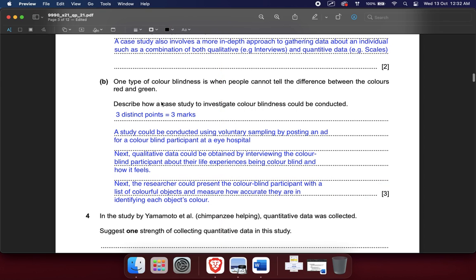Okay, so that's that. Again, 1 mark is for 1 distinct point. 3 marks, 3 distinct points. What do I mean by distinct points? Each point should be unique from the other point. It shouldn't all sound the same, right?